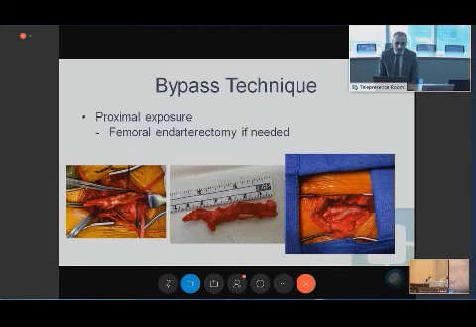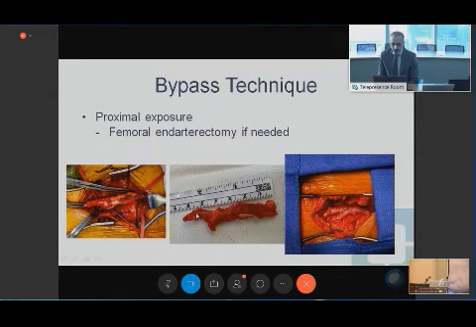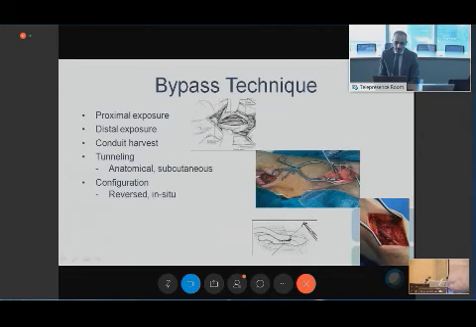Bypass technique, we start by proximal exposure, which is the most common site is the common femoral artery. Sometimes the disease includes the common femoral artery and the patient requires common femoral endarterectomy. Like you see in this case, the patient has disease in the common femoral artery causing significant stenosis and complete occlusion of the bifurcation of the superficial femoral artery and the profunda. We endarterectomize it and patched it with double patch. Then we can carry on with our bypass.